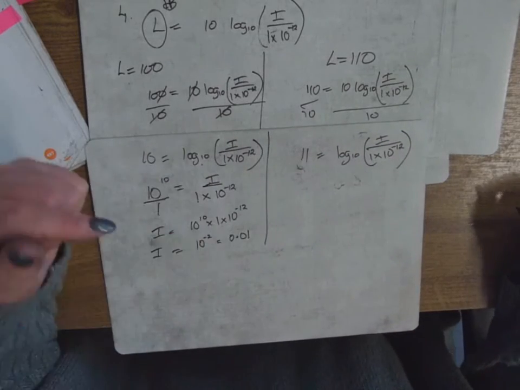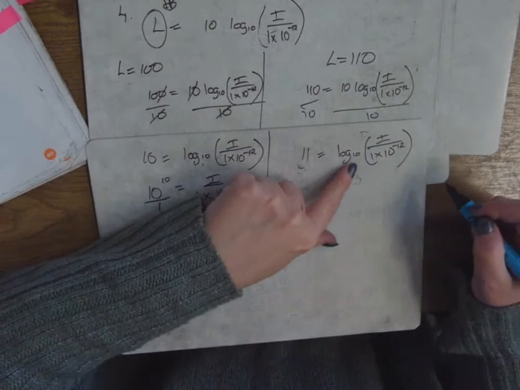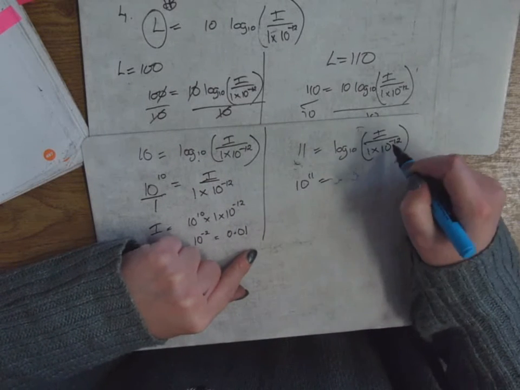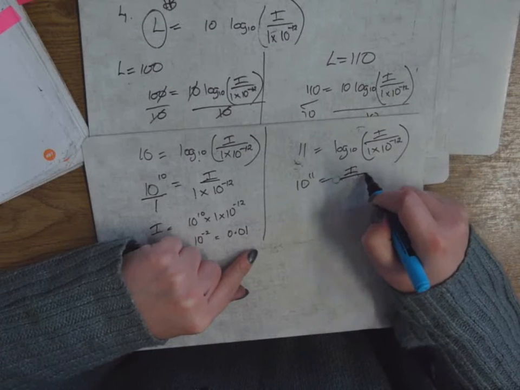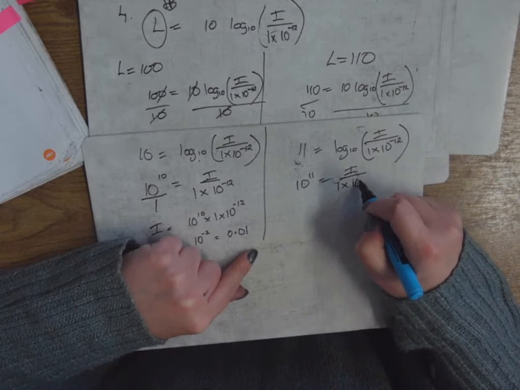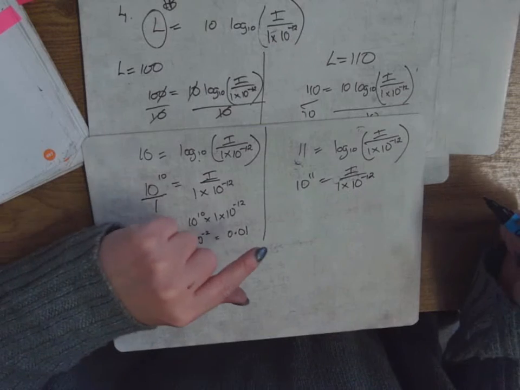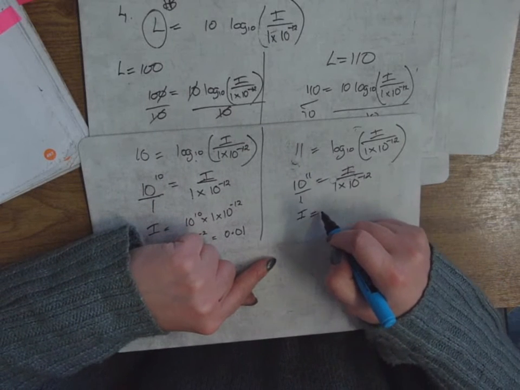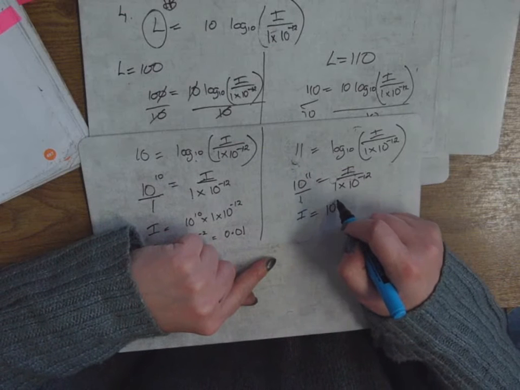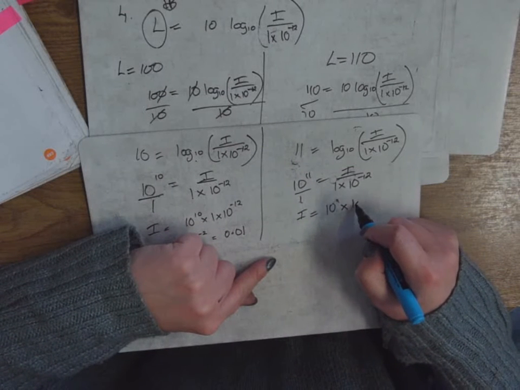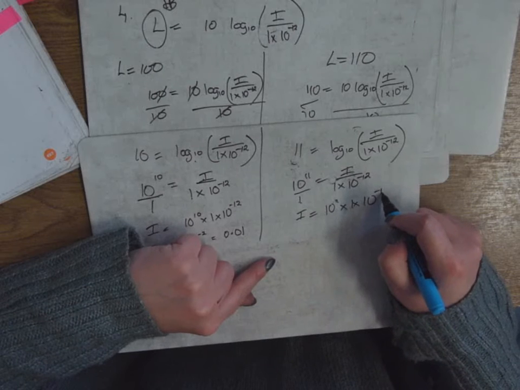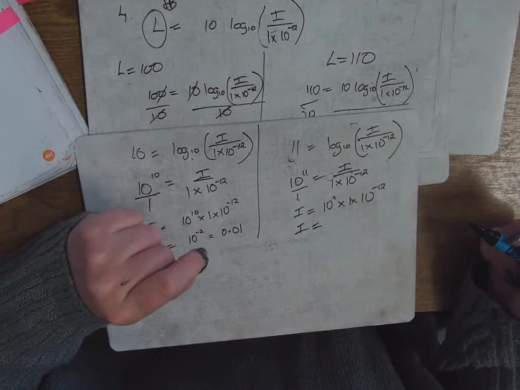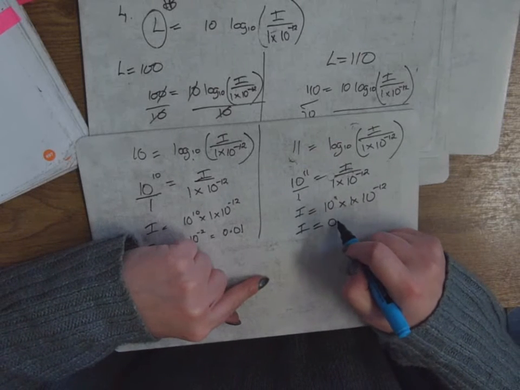Okay, when you have a log equal to a number, turn it back into an index. So here's the base, 10, here's the power, here's the answer. I all over 1 by 10 to the power of minus 12. And again, to finish that off, cross multiply. So 1 by I is I, cross multiply here, 10 to the power of 11, multiplied by whatever is below the line at the other side, 1 by 10 to the power minus 12. And that would be I is equal to 10 to the power minus 1, which is 0.1.